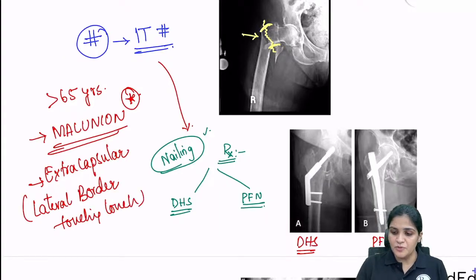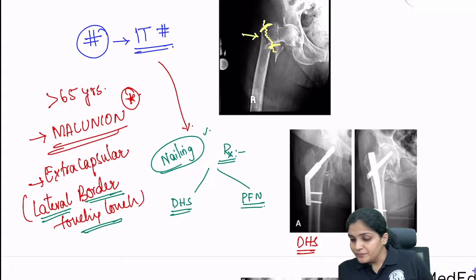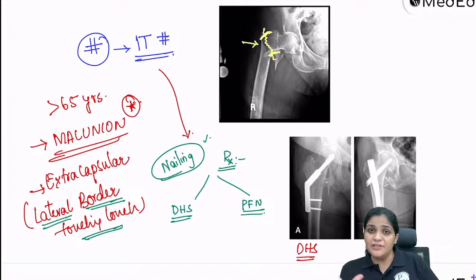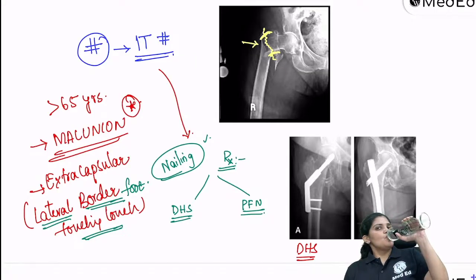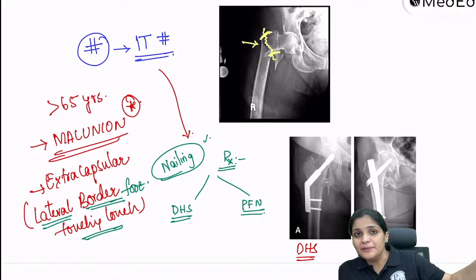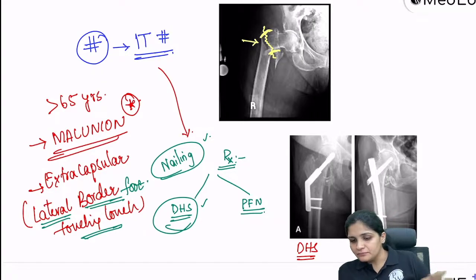So these are all the words which they might ask you. So they might ask you, a patient has been... Evans classification, okay. The patient has come with pain in the hip joint, and they will not give you the image, and they can put up these words such as extracapsular fracture, lateral border of the foot touching the couch. And now what would be the treatment for it? Always remember, IT fracture, the treatment is nailing. Either it is a DHS or a PFN. Is that clear?